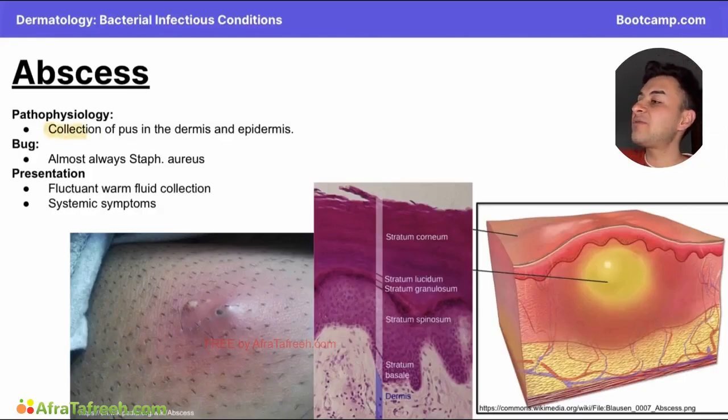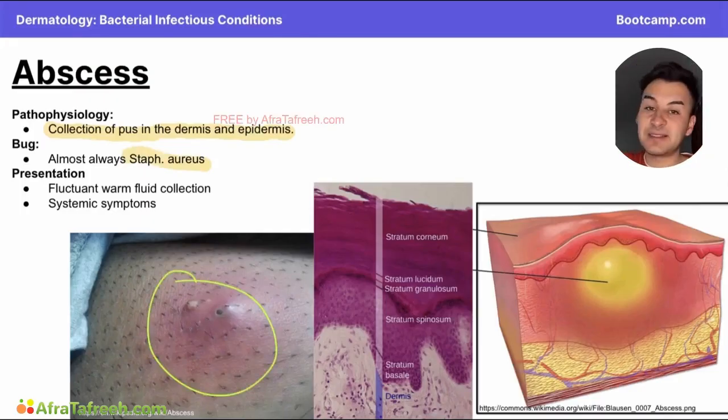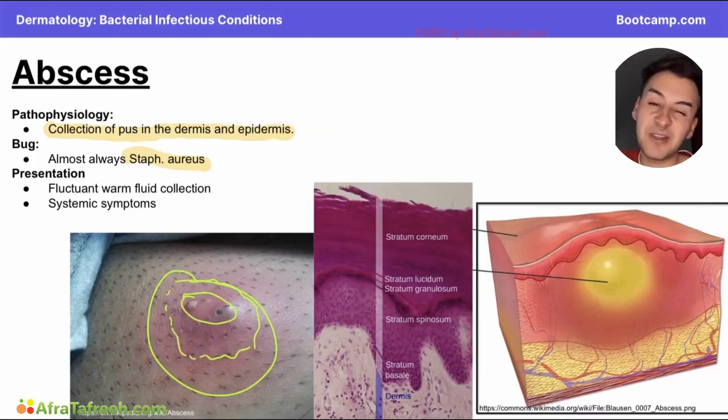It is a collection of pus in the dermis and epidermis, and it's almost always going to be due to Staph aureus. And that's pretty high yield in terms of these abscess infections. These abscesses, you're going to be able to tap on them and feel like a lake of fluid underneath. And you can kind of appreciate that here. You can see that this is our abscess. We kind of have the head right around here. And you can imagine that if you pressed in this area, you would feel fluctuance and induration, which we talked about previously. This is a diagram of what it looks like, just a collection of pus here underneath the dermis and epidermis.